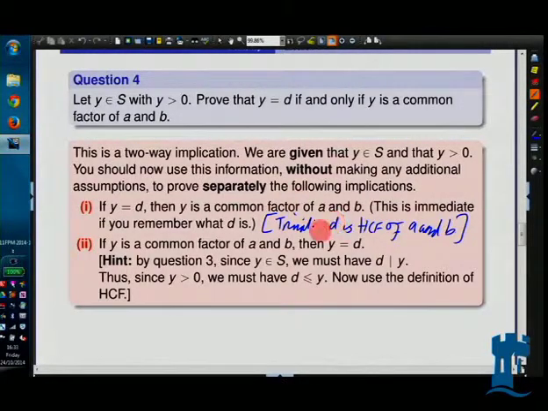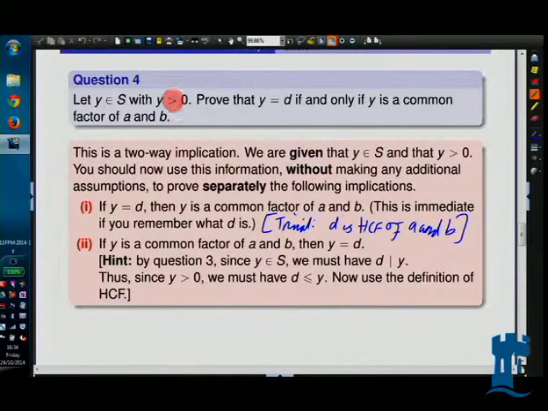It's the other way around that's more interesting. Suppose y is in S, and y is greater than naught, that's given, and that y is a common factor of A and B, then your task is to prove that y is equal to D. Now, that's not obvious, okay? So in other words, we know that the things in S are divisible by D. Now we're trying to show that if y in S is a common factor of A and B, then y has to be D and nothing else.